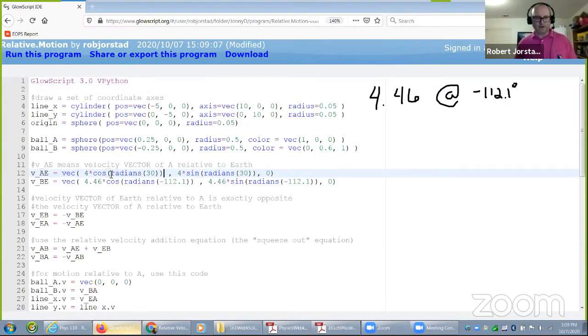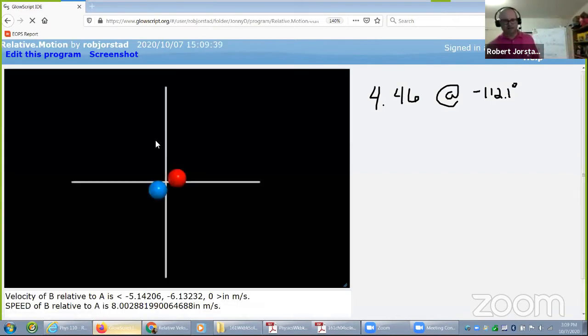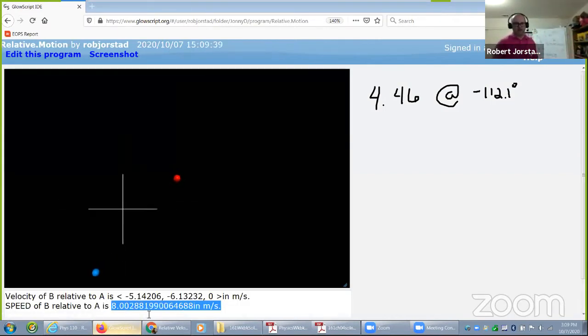So if you look, cosine is a function. The argument of that goes in the parentheses. Radians is another function. So yeah, now it should work. I'll just put that in there so people can see that a little better. Sorry about that. I'm not trying to waste your time. I hope this is helping you visualize these. And notice here's that 8 number that we expect.